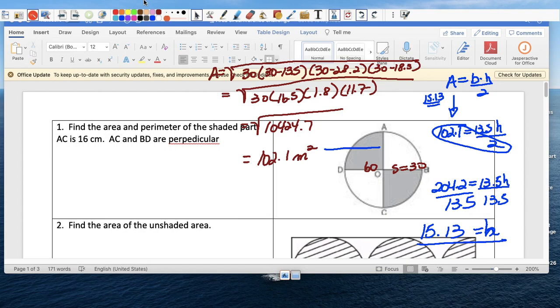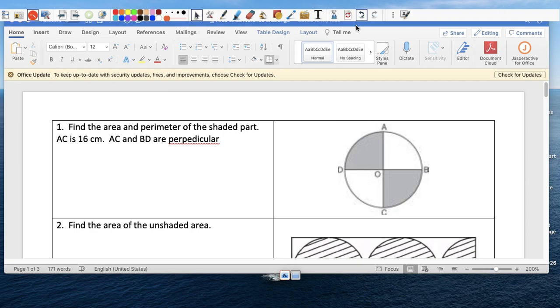So first one, we want the area and the perimeter. What do we want? The area and the perimeter, the shaded part. So let's do the area first, because area is easy, right? This area here. Area is just half of a circle, right?